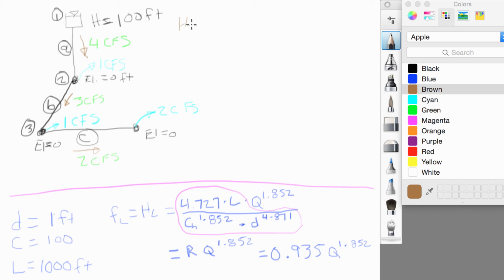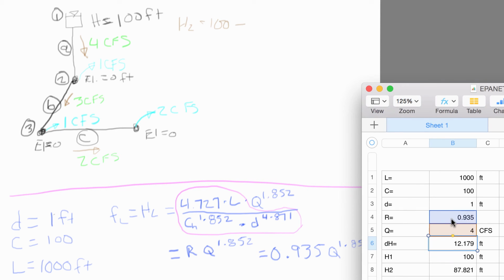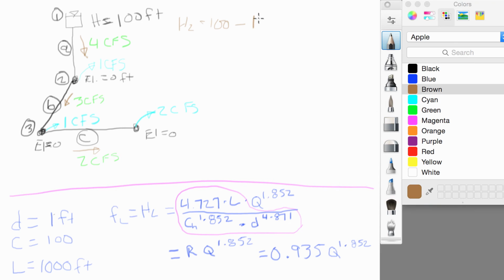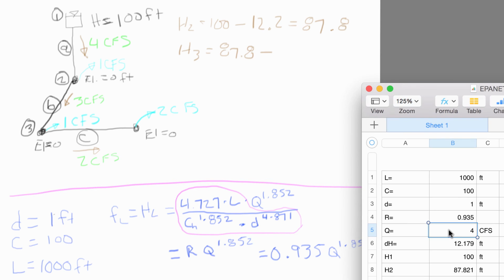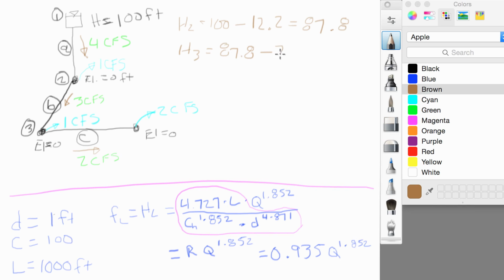So the head at node 2, 100 minus 12.2 equals 87.8. So then the head at 3 is equal to 87.8 minus, so we've got 3 CFS in pipe B, a head loss of 7.15.